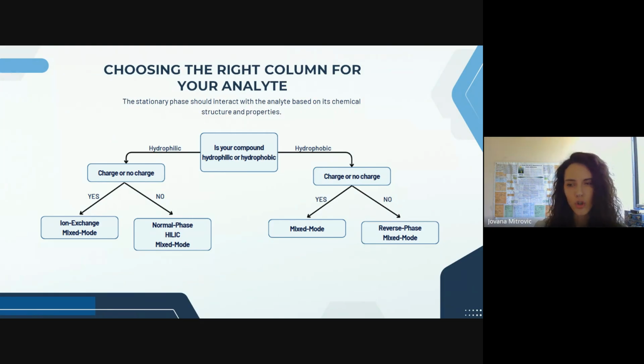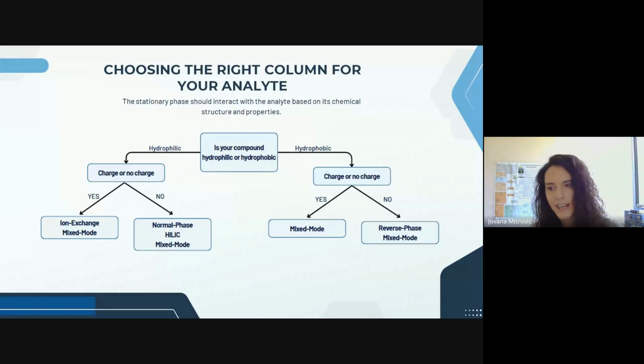Choosing the right column is one of the most important steps in method development, and it starts with understanding your analyte's chemical characteristics. The goal is to match the stationary phase to the type of interactions your analyte will undergo: hydrophobic, ionic, polar, or a combination of these. The visual flow chart on the slide helps guide this decision-making process. So let's begin with a basic question. For example, is the analyte hydrophobic?